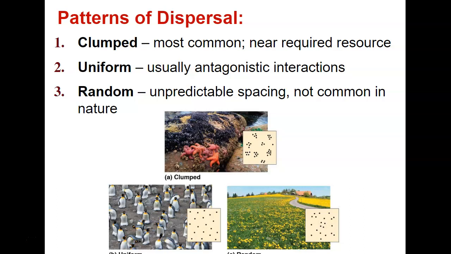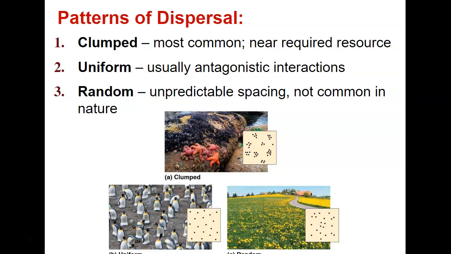Uniform is like in B with the penguins. That's just equal distribution across the entire population, or across the entire area. And oftentimes it's because the members of a population might not want to play nice with each other, so they kind of want to maximize the distance between them.